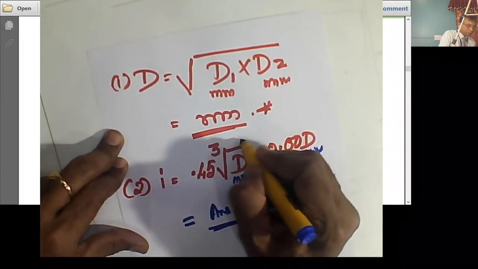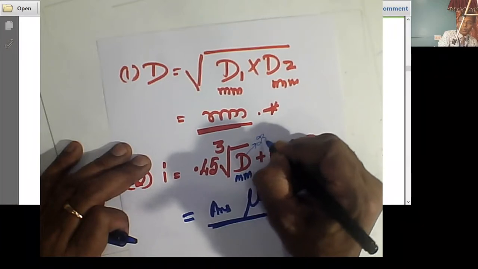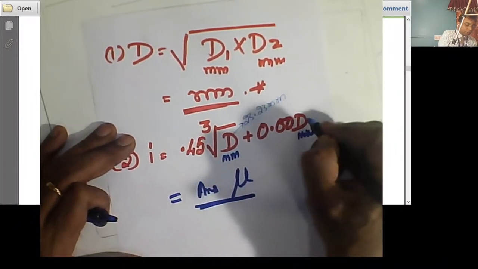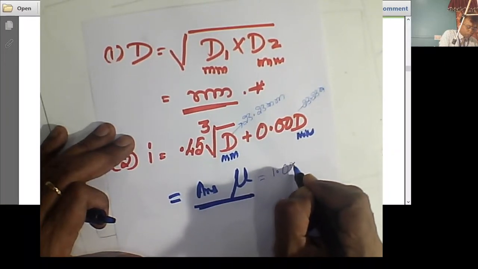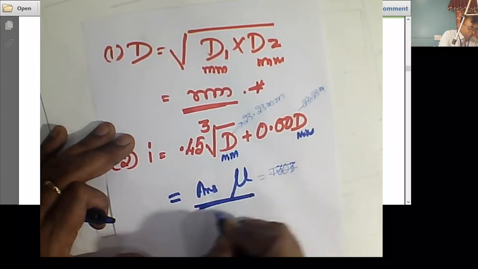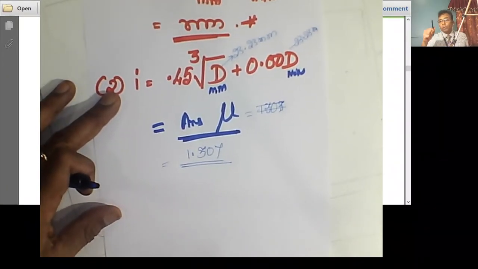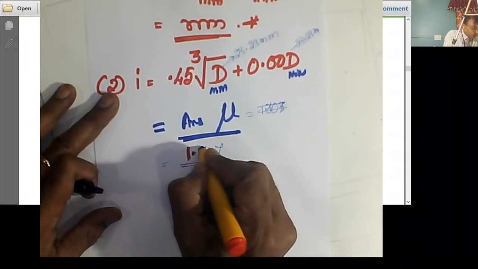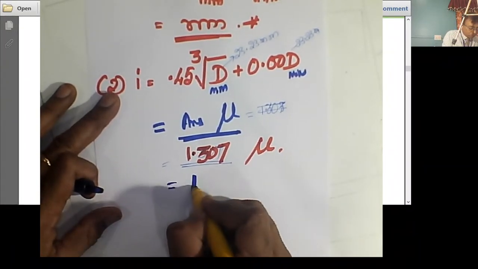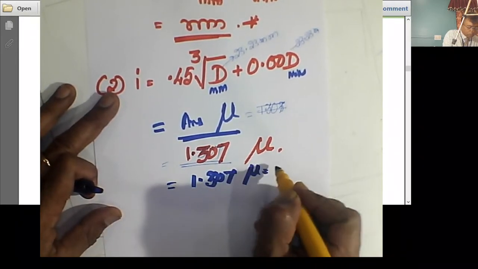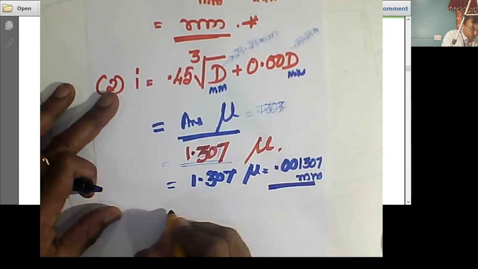Got it? In the present example, it is 23.23 mm. Again, you substitute 23.23 mm. You get an answer of 1.307, I think. 1.307 is the answer you get in microns. That is equal to 0.001307 mm. Or you can round it off to the third decimal.